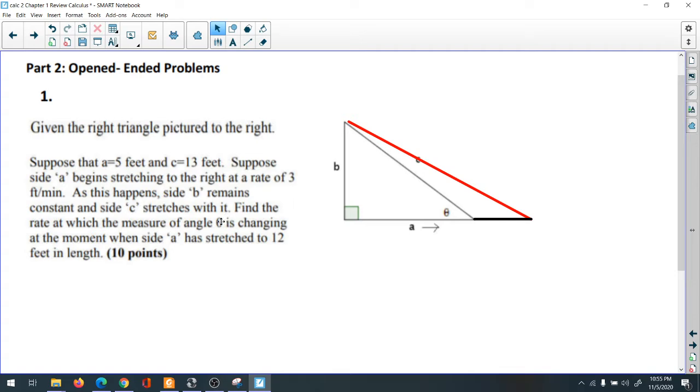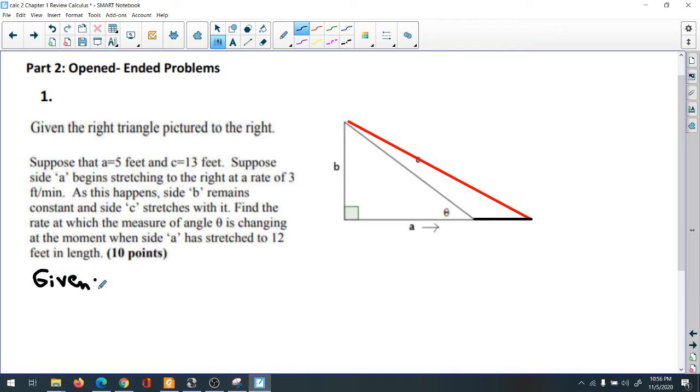So find the rate. The rate of change of A is 3 feet per minute. Find the rate of change of angle theta at the moment when side A equals 12. When side A becomes 12, we want to find the change of angle theta, of course, with respect to time. Here we go.